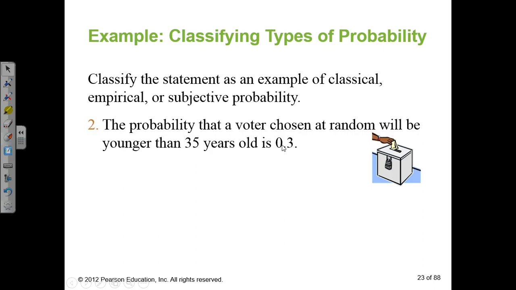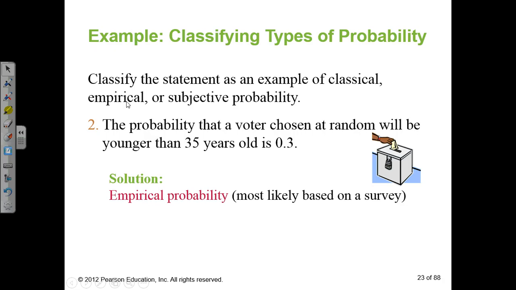The probability that a voter chosen at random will be younger than 35 is 0.3, or about 30%. Now this we probably had to get online and figure out how many voters we have in our district and then count how many of them were younger than 35. So this was done by observing that number, thus it was done empirically.